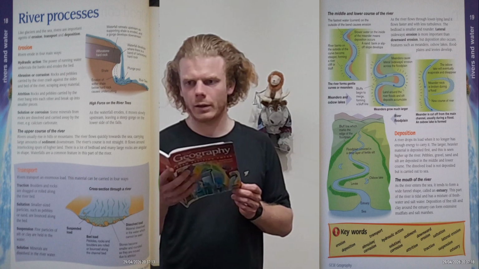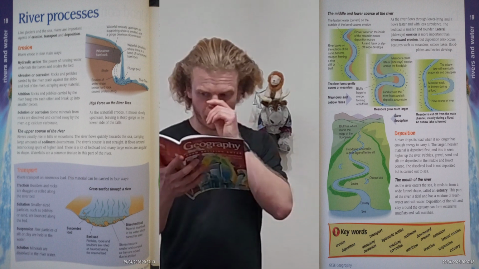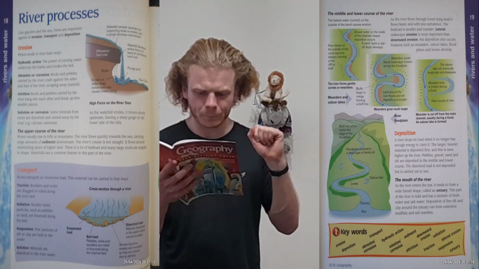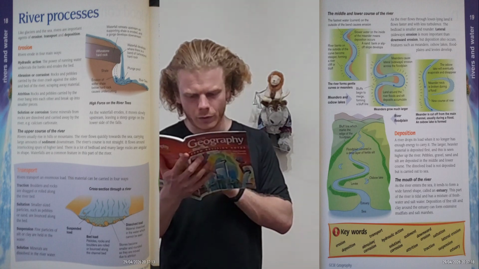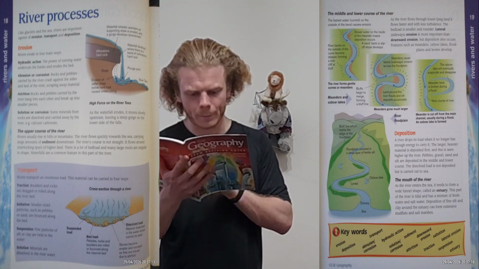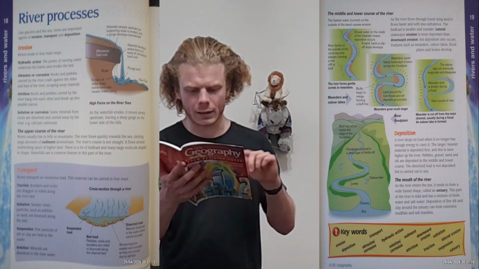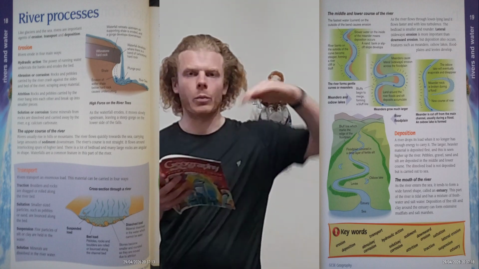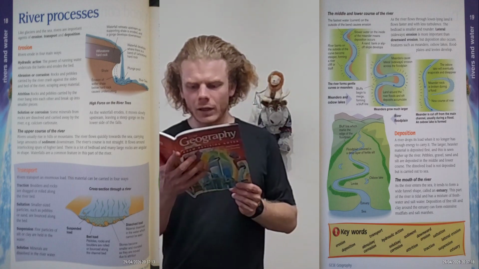Angular in shape, I don't know what that means. Waterfalls are a common feature in this part of the river. Do they explain here what waterfalls are, or how they come about? High Force on the River Tees. As the waterfall erodes, it moves slowly upstream. Yes, the waterfall is always taking a little bit away and over time it goes back, leaving a steep gorge.